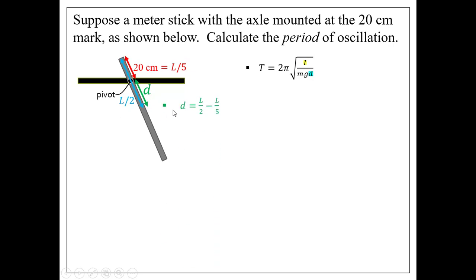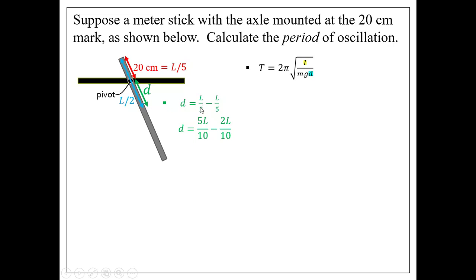So therefore I can make the statement that d is equal to half of the meter stick, or the blue arrow, which is half the length, minus the 20 centimeters that was given to us, which I said earlier is just L over 5. From there, that equals d. So here we have L over 2 minus L over 5. As you can see, the denominators are different, so let's find a common denominator. The common denominator between 2 and 5 is 10.